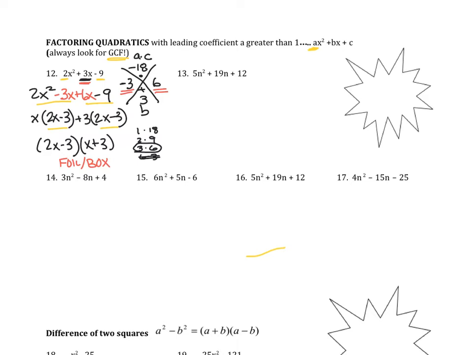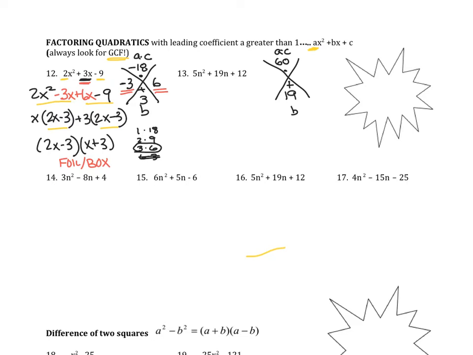Let's take a look at another problem. So in the next problem, I'm going to draw my diamond. And at the top of my diamond is my a times c. That's what my numbers have to multiply to. And the bottom is b, and that's what they have to add to. So on top, I have 5 times 12, or 60. And on the bottom, I have my 19.